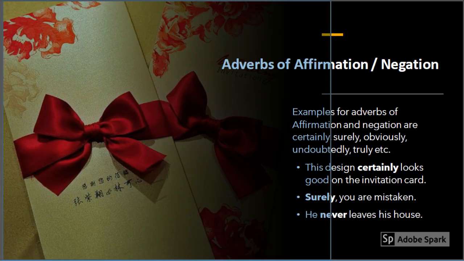Adverbs of affirmation and negation. Examples for adverbs of affirmation and negation are certainly, surely, obviously, undoubtedly, truly, etc. Look at the example sentences. This design certainly looks good on the invitation card. Surely you're mistaken. He never leaves his house. The three adverbs highlighted here, certainly, surely, never, indicate adverbs of affirmation and negation.